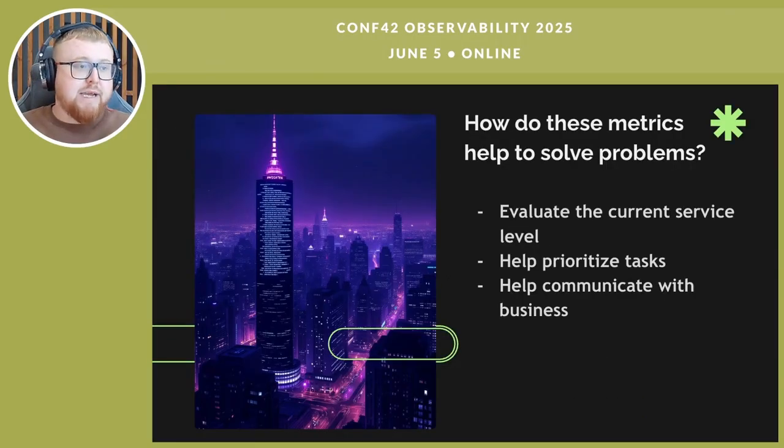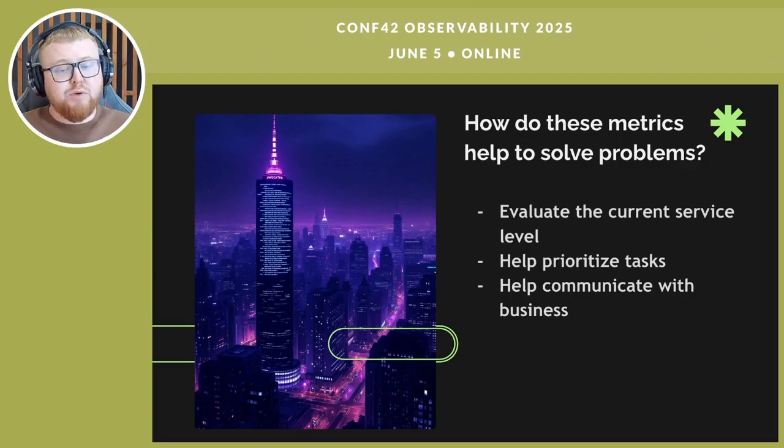How do these metrics help to solve problems? Reliability metrics help developers evaluate the current service level. You know exactly how your performance goals match reality. They help prioritize tasks. For example, if the availability level approaches the SLA boundary, this is a signal to immediately address the problem. And they help communicate with business.